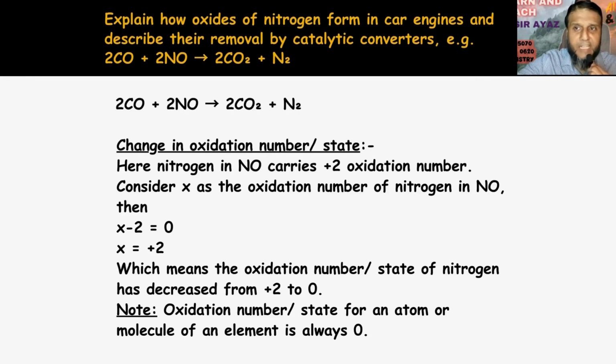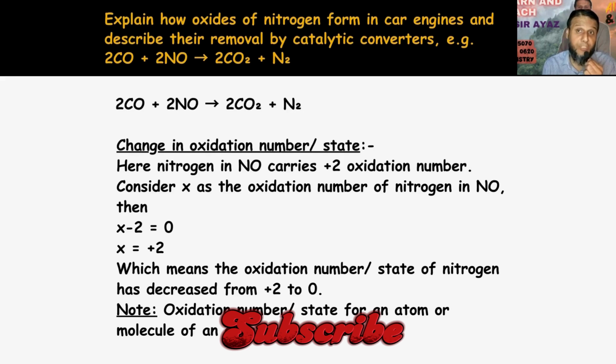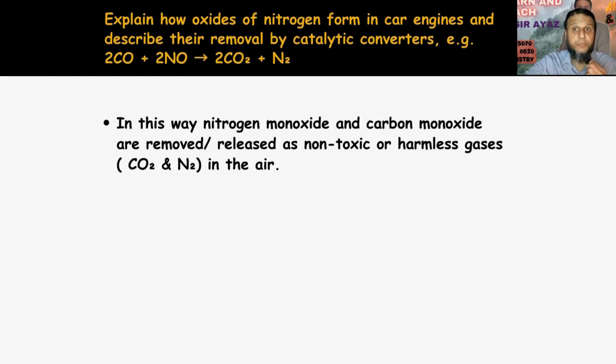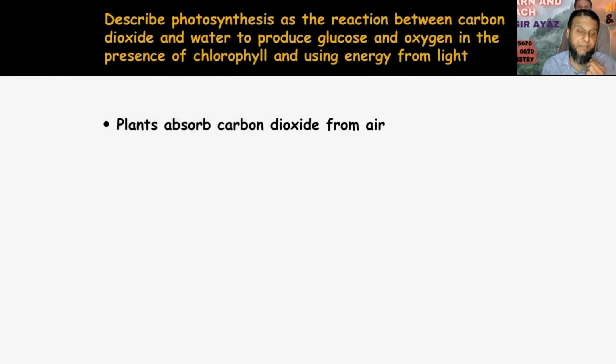In nitrogen monoxide, as oxygen is again more electronegative than nitrogen, it must have its valency as its oxidation number, which is -2. And nitrogen will be carrying +2 as its oxidation number. Therefore, for nitrogen, the oxidation number decreases from +2 to 0. Therefore, nitrogen and carbon dioxide are released as non-toxic or harmless gases into the air.